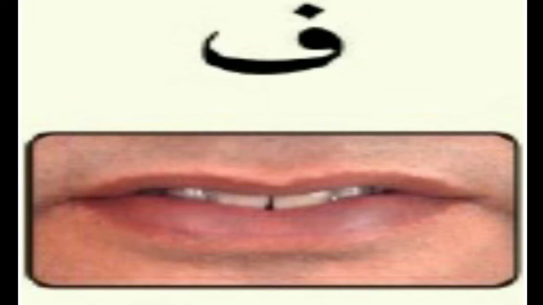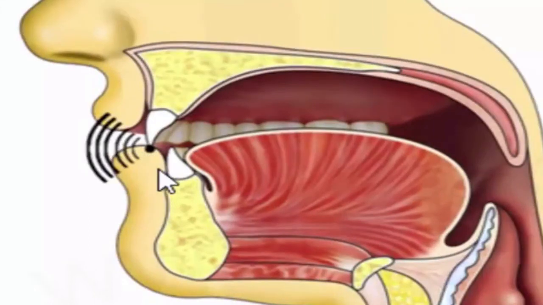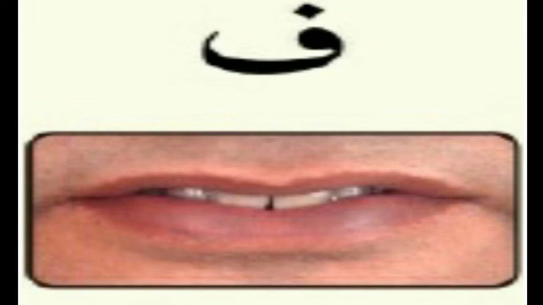How can we read it? Touch your upper teeth to the wet part of the lower lip, whereas most people read it by touching the upper teeth to the dry part of the lower lip, which is wrong. So now think about the correct one. Touch your upper teeth to the wet part of the lower lip, that is Fa. Read after me. Fa. Okay, now come to the next one.